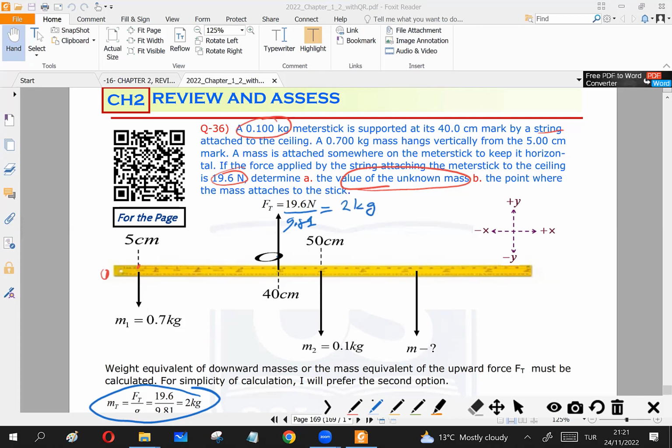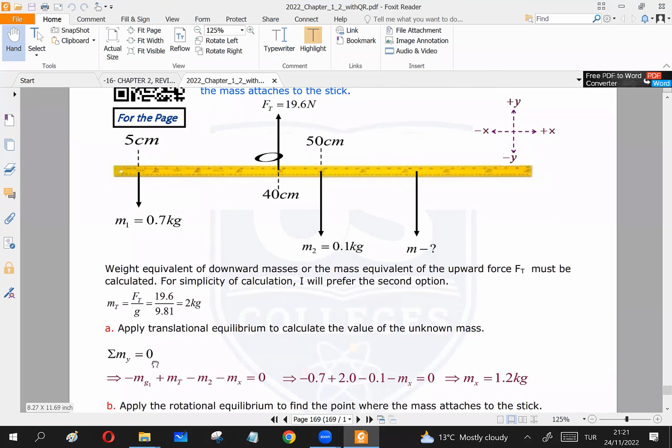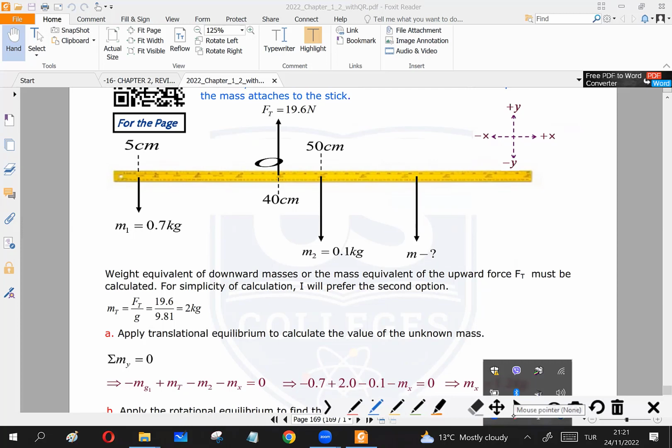Yani in the upward direction, I am going to say that there is a force acting which is equal to a 2 kilogram object. In the downward direction, I have a force acting downward equal to the weight of a 0.7 kilogram object and the weight of a 0.1 kilogram object. Then calculate the mass of this object. So apply translational equilibrium, but only using the mass instead of force. The sum of the mass, yani, acting on the meter stick is going to be 0. So as I see 0.7 in the negative y direction, I write negative 0.7.